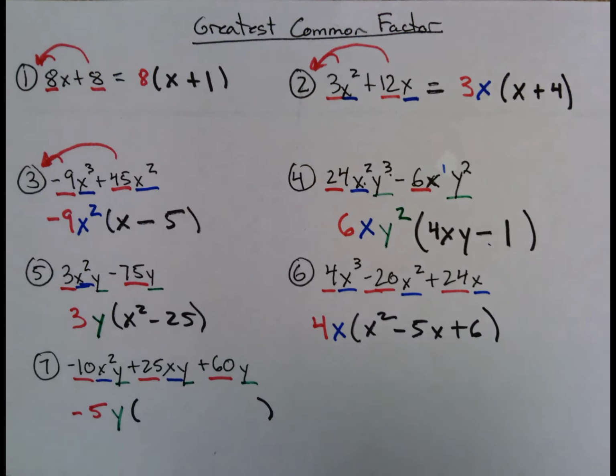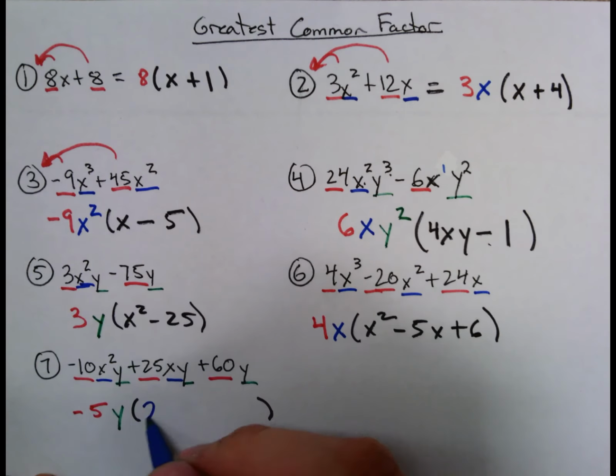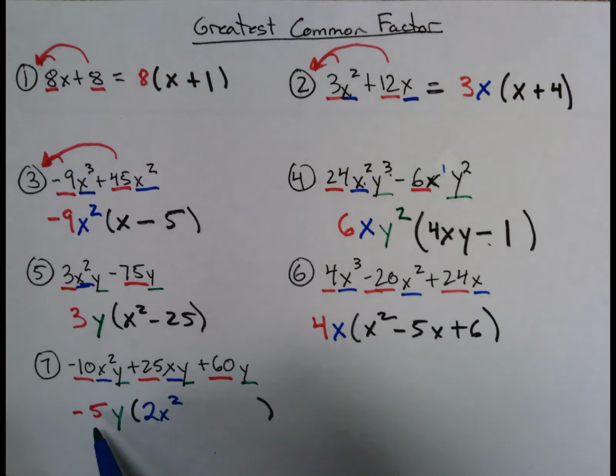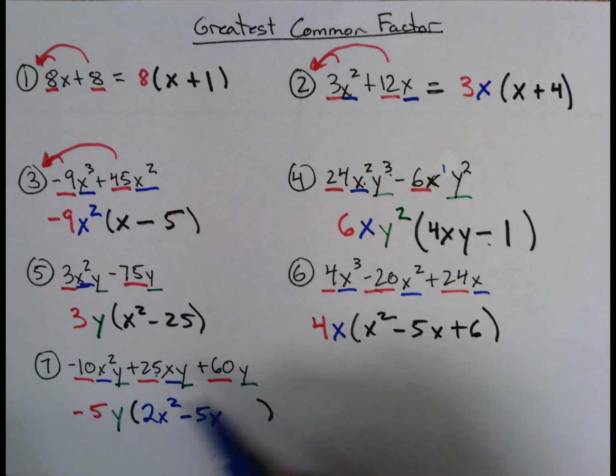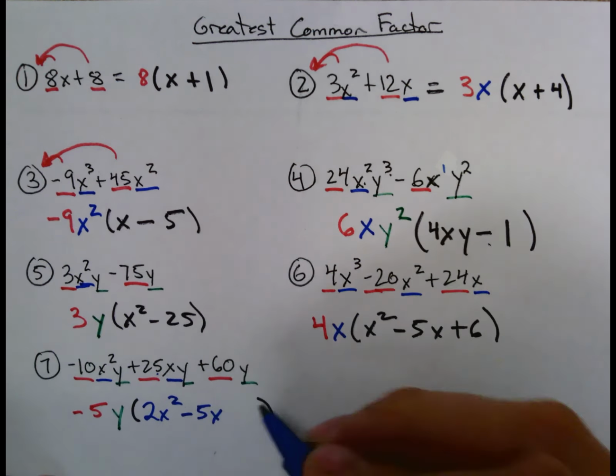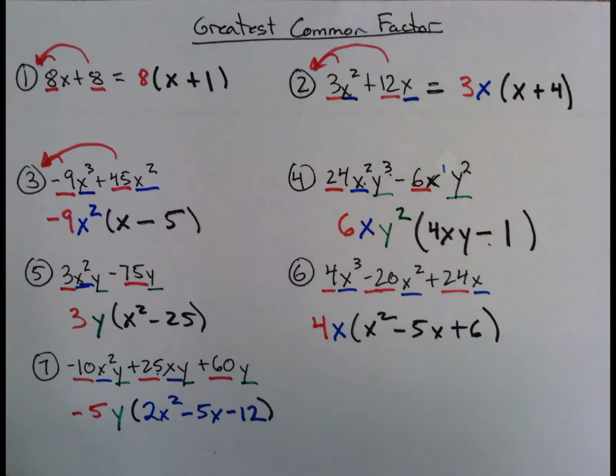So what you're left with then is a 2x squared, and then I pulled a negative 5 out of a positive 25, so that leaves me a negative 5x, and a negative 5 out of a positive 60, which means I have a negative 12. This is ideal here because we want our first term inside those parentheses to be positive. It just makes our other mathematics easier. So that's why we pull out a negative 5y for your greatest common factor.